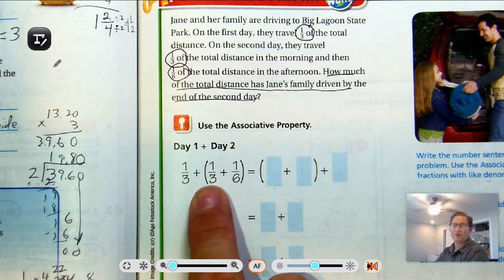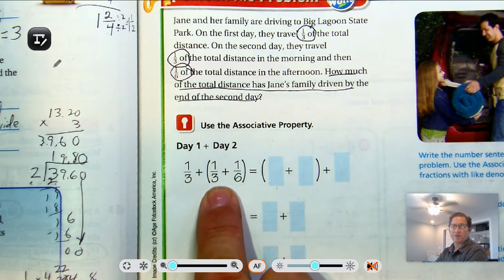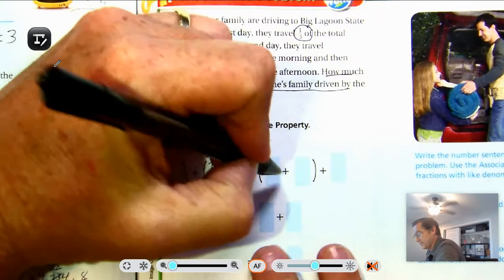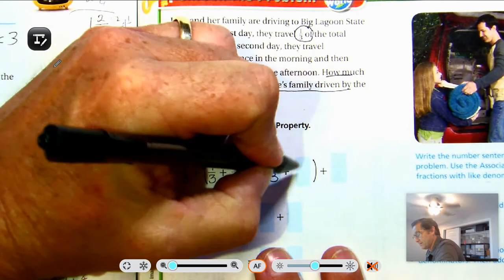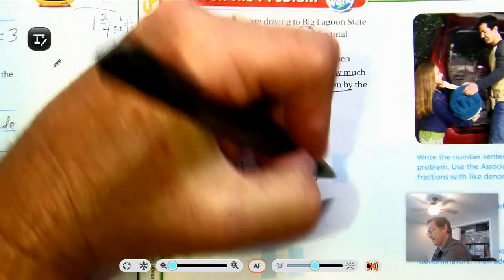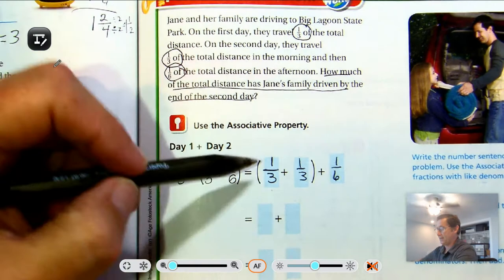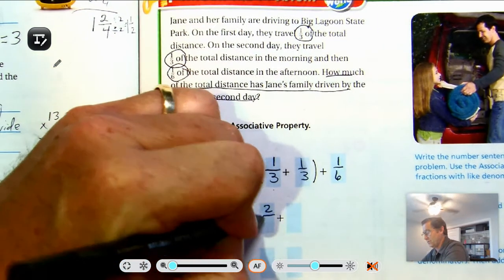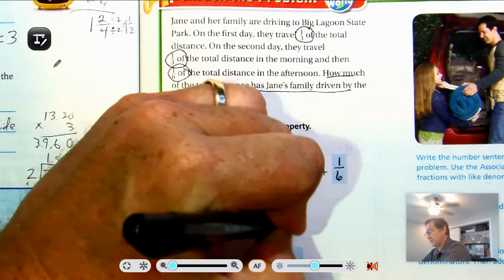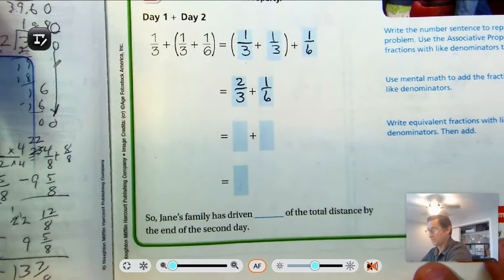But maybe we don't want to do this one. I see that this one is 1/3 and this is 1/3, so those denominators are easier to add. So I want to rearrange these, and I want to group the 1/3s together and leave 1/6 for last. Well, in this case, now we see quickly that 1/3 plus 1/3 is 2/3. Now we have 2/3 plus 1/6, and now we do have to find a common denominator.